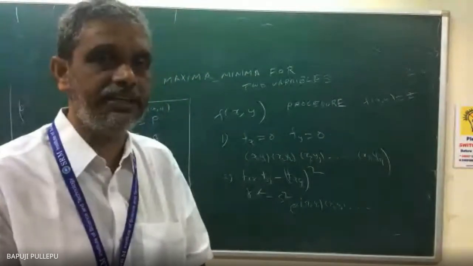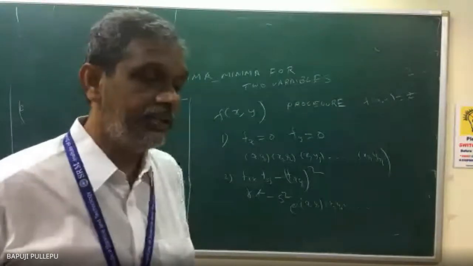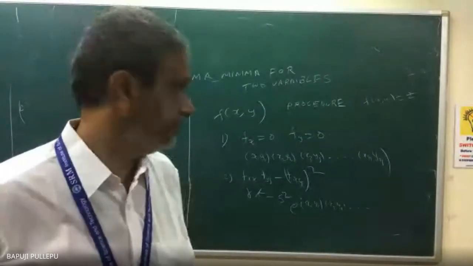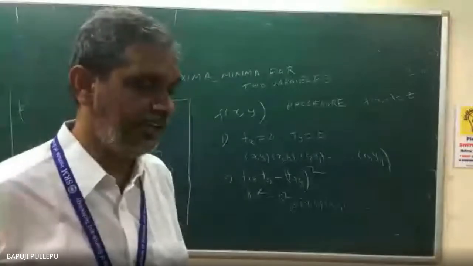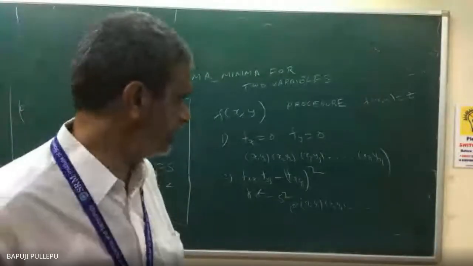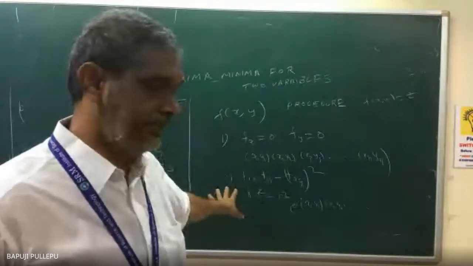R is what? Fxx. T is what? Fyy. S is what? Fxy. Clear, sir? Yes, sir. This is only procedure. You don't worry. While doing the problem, I'll tell you this procedure to understand. Now, RT minus S square you can prepare. All points you can substitute it.